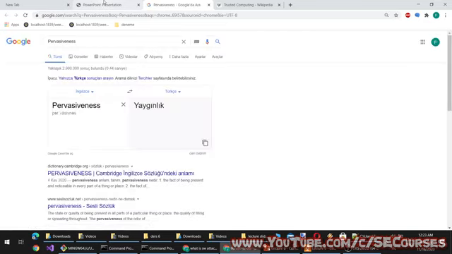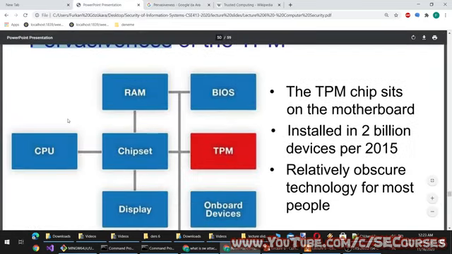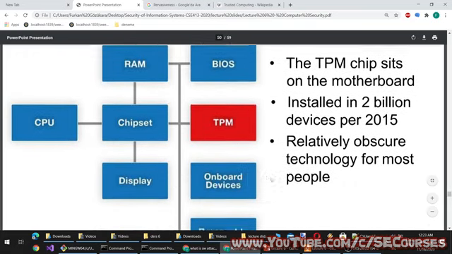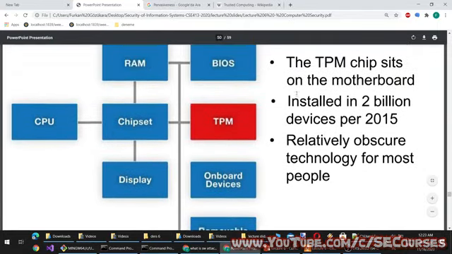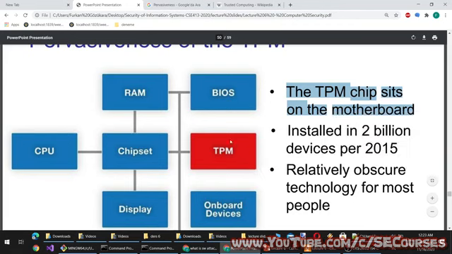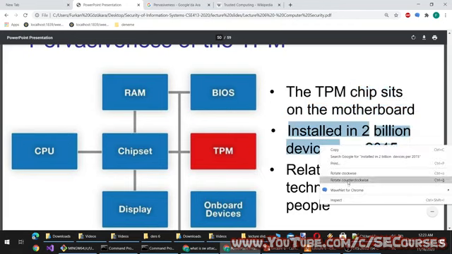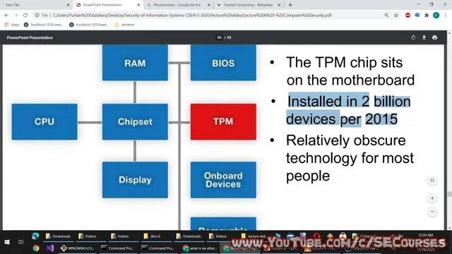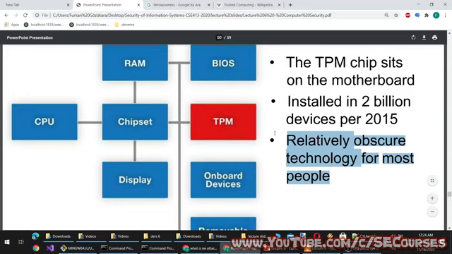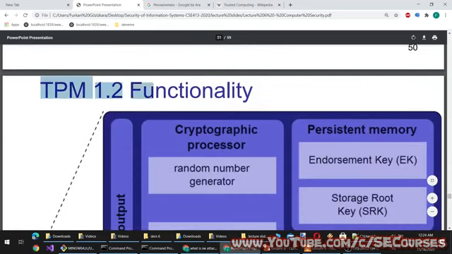Pervasiveness of the TPM. Okay, there's CPU, RAM, chipset, display, BIOS, TPM, onboard devices, removable devices. The TPM chip sits on the motherboard. Installed in 2 billion devices as of 2015. Relatively obscure technology for most people.